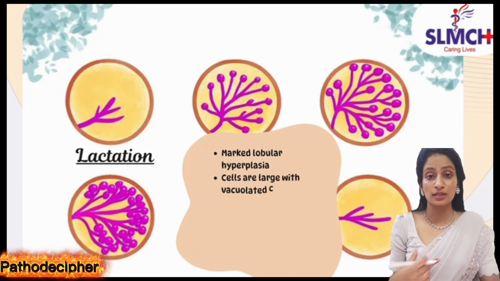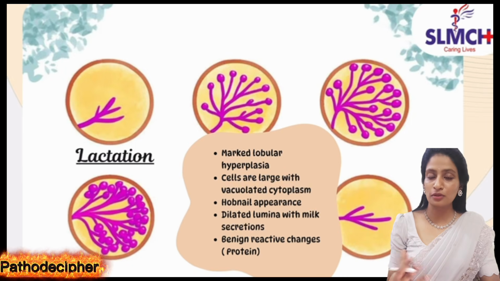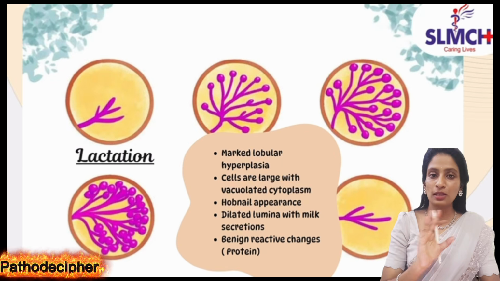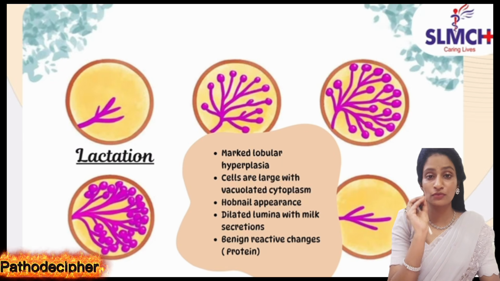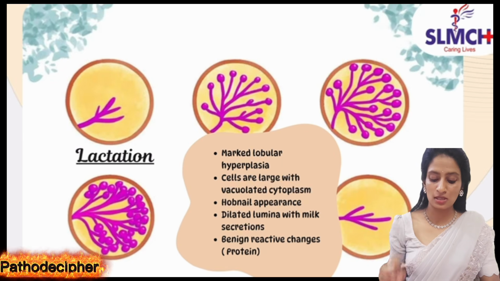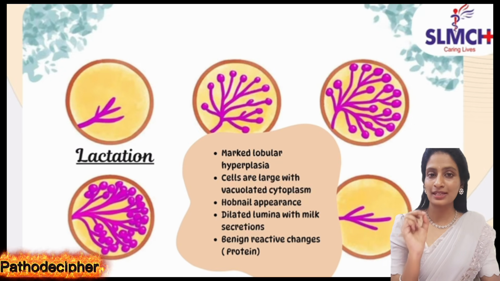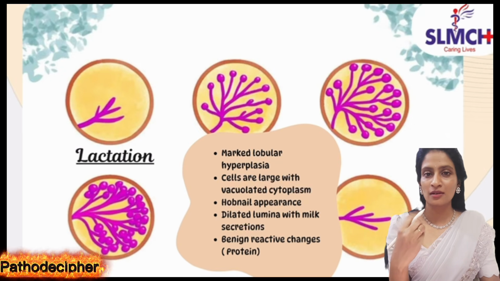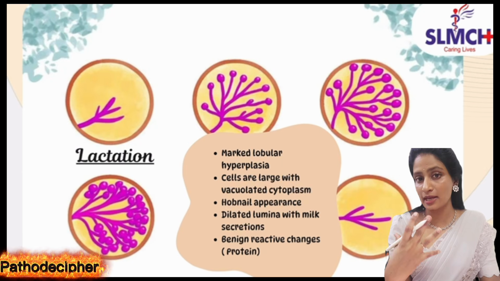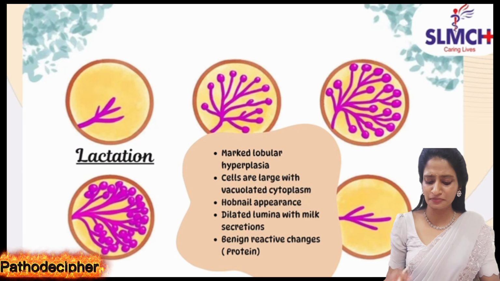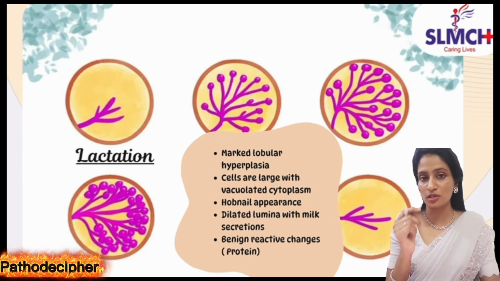Next, moving on to lactation. Here during lactation there will be marked lobular hyperplasia, and the cells will have a large, vacuolated cytoplasm, and that particular appearance is called hobnail appearance. In this lactating breast the cells will look bizarre, so people may get confused with malignancy. So you should always remember that. There will be a hobnail appearance, and the ductal lumina will be filled with secretion, a protein-rich secretion.